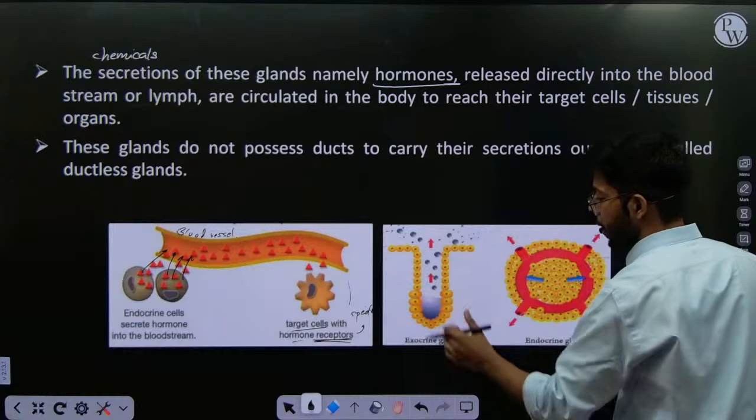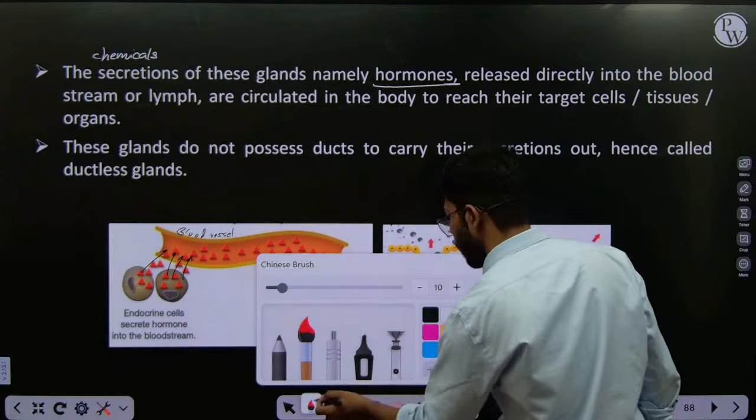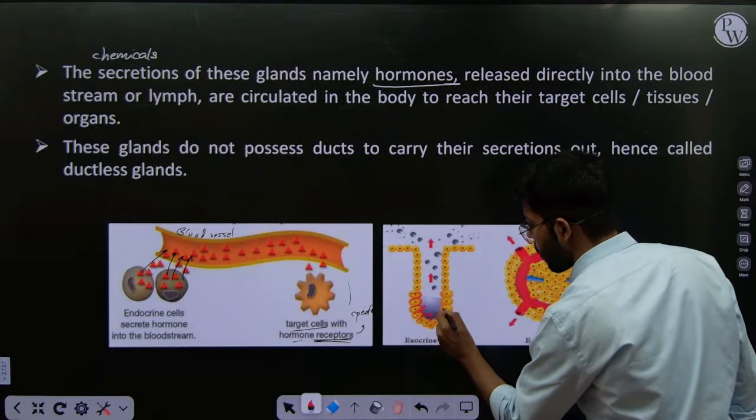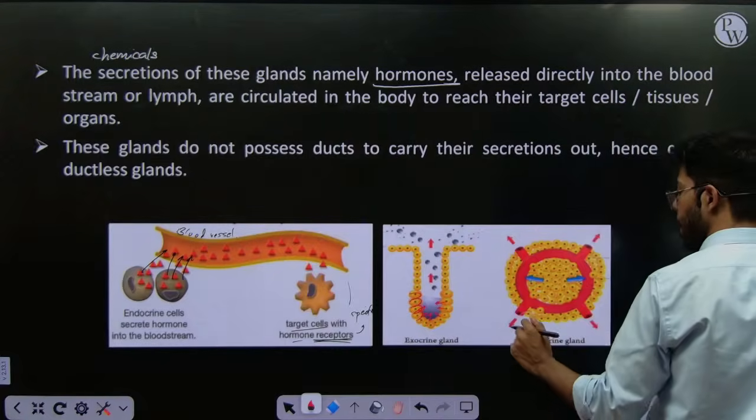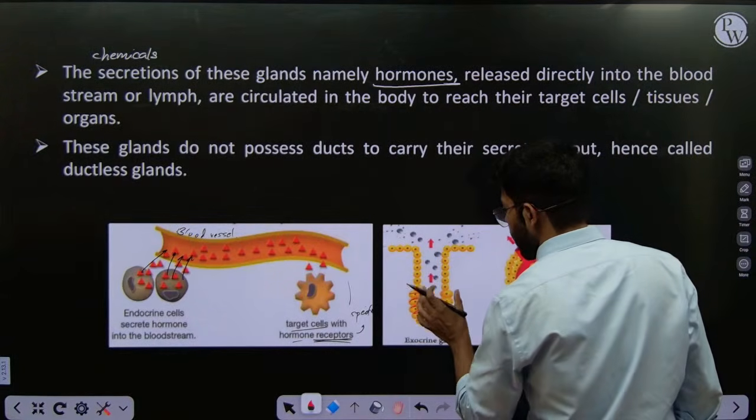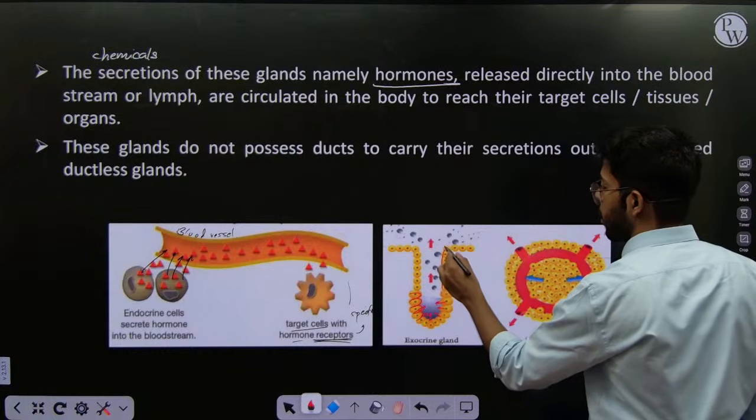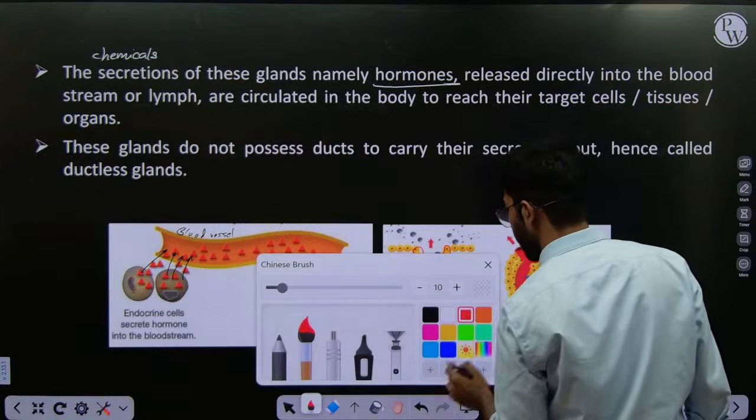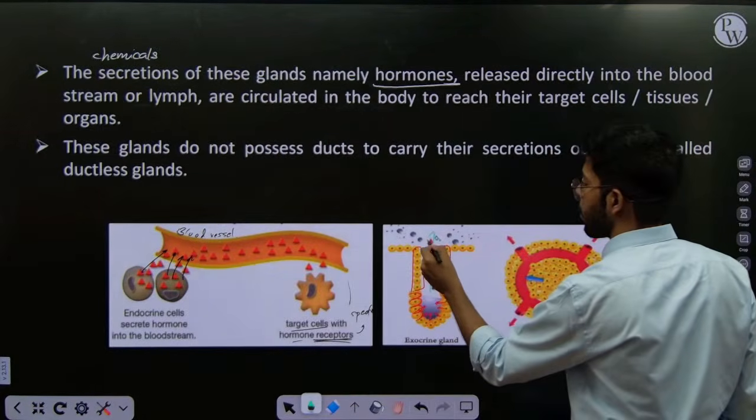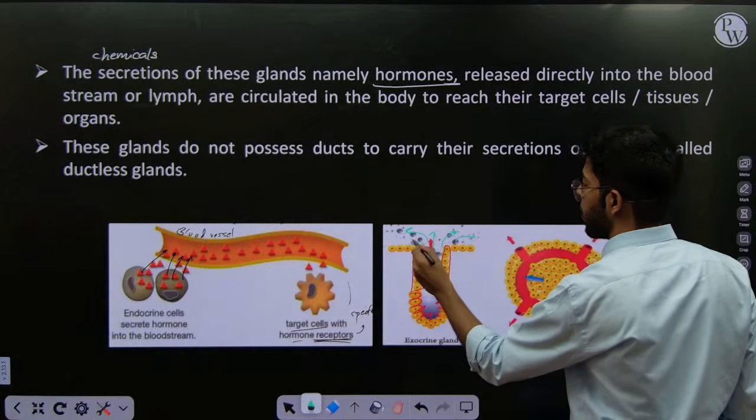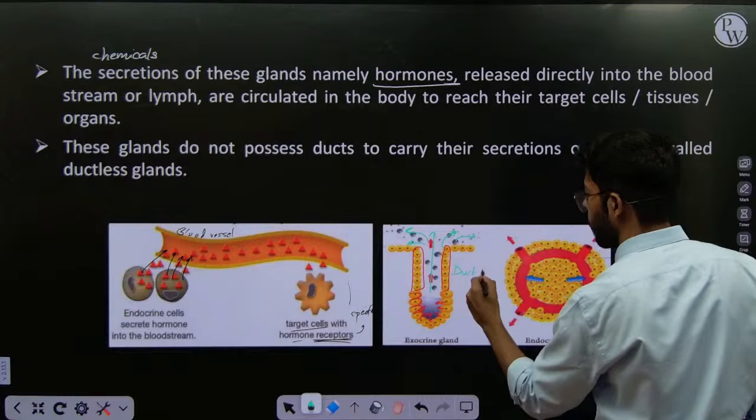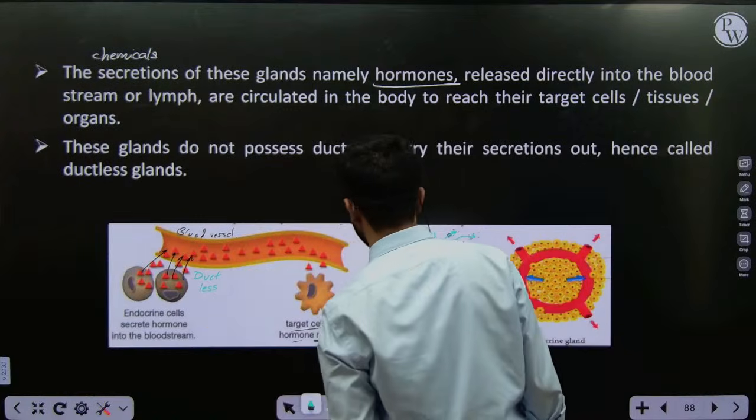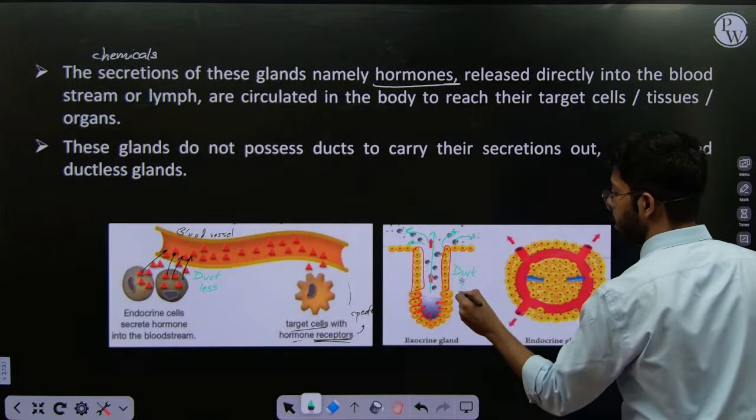Now, if we talk about the exocrine gland, these are the cells which secrete their chemicals. The secretions may be water or enzyme. And this is the duct, through which it will travel or pass and be released. So endocrine glands are ductless, and exocrine glands have ducts. Duct is present.